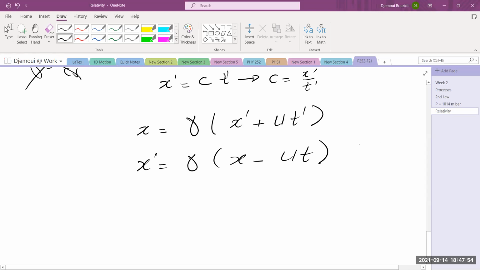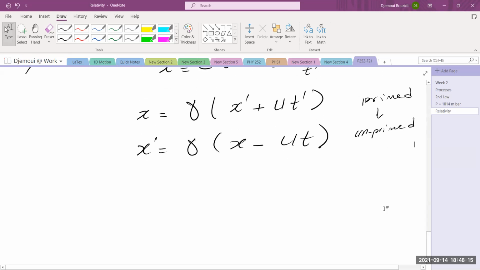So this is, if you wish, a prescription on how to move from primed to unprimed and vice versa, from one frame to the other, from the observer O to the observer O prime. These are basically the transformations that we need to satisfy. Gamma has to be the same, because if I accuse you of something, I can accuse you of the same thing. So the tinkering factor needs to be the same.